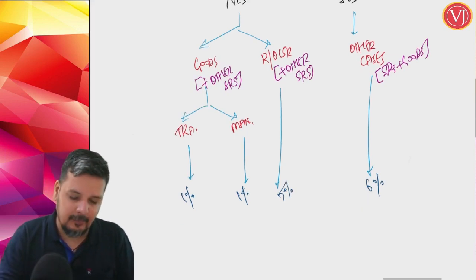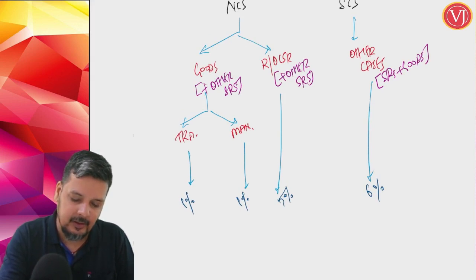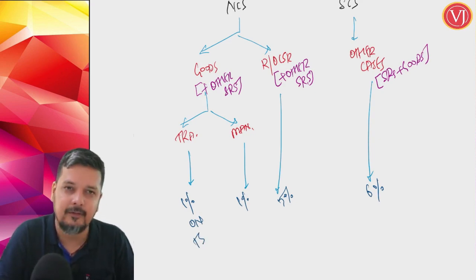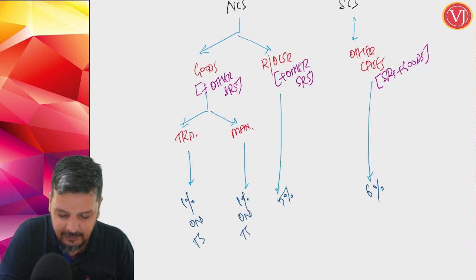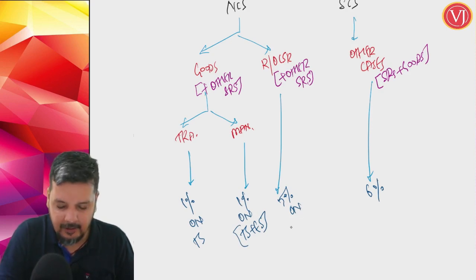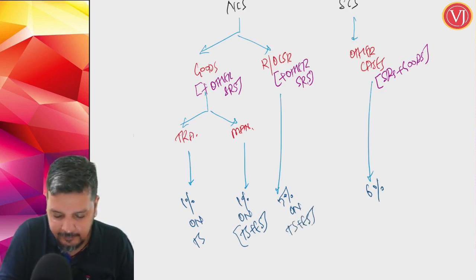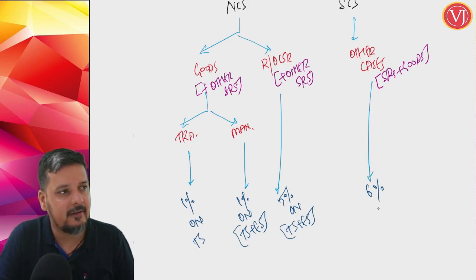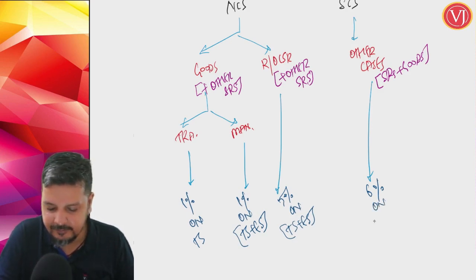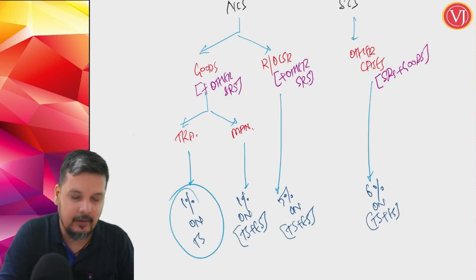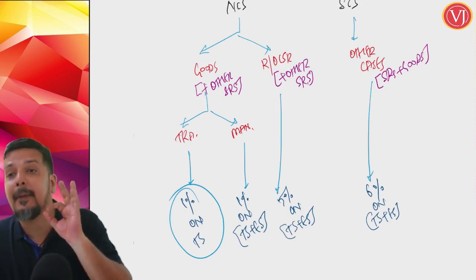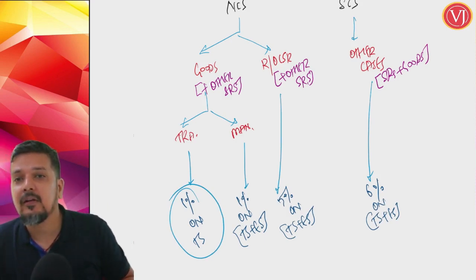Clear? But one small change. When you talk about 1% for a trader, 1% is only on taxable supply. If it is exempt supply, you will not pay. If you are a manufacturer, 1% is on taxable supply plus exempt supply. If you are in the restaurant or outdoor catering sector, 5% is on taxable supply plus exempt supply. If you are under the service sector, 6% is on taxable supply plus exempt supply. So a trader, only for the purpose of payment, will pay only on taxable supply.